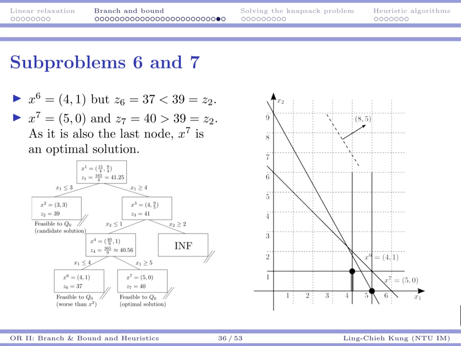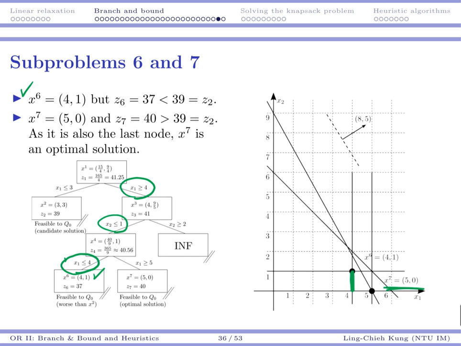In the next iteration, we try subproblem 6. For subproblem 6, we say x1 should be greater than or equal to 4, and x1 should be less than or equal to 4. So no wonder the only possible case is for x1 to be equal to 4. We also have x2 to be less than or equal to 1, so afterwards the feasible region is just this line segment. We get a feasible solution for 1.